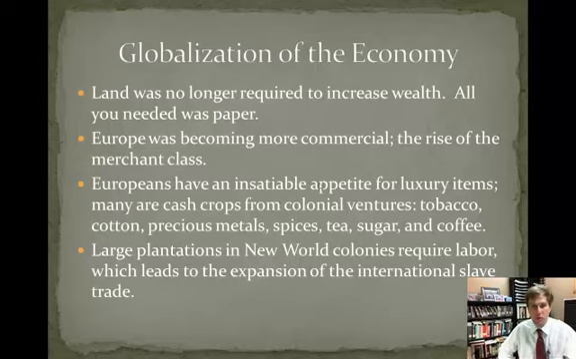Europe was becoming much more commercial, and so you get a rise of a merchant class. And Europeans had an insatiable appetite for luxury items. Many of these are cash crops from colonial ventures. So when I talk about cash crops, I'm talking about tobacco, cotton, precious metals, spices, tea, sugar, and coffee. All of these things are coming out of the New World. And of course, that's going to require labor, which eventually led to the expansion of the international slave trade.